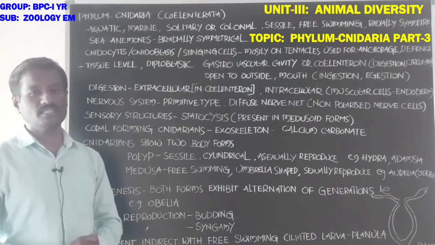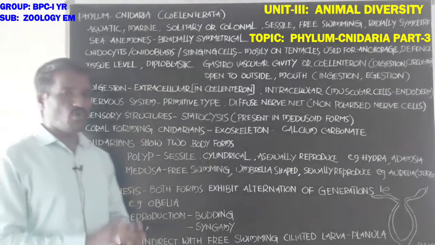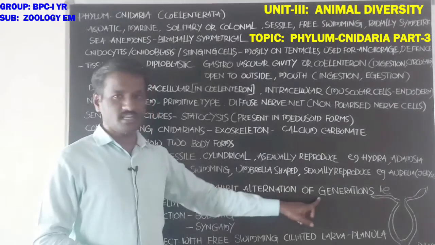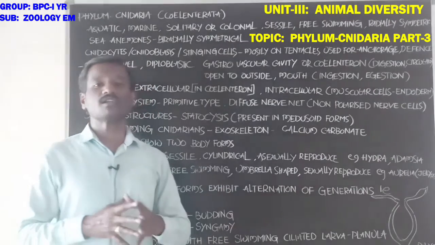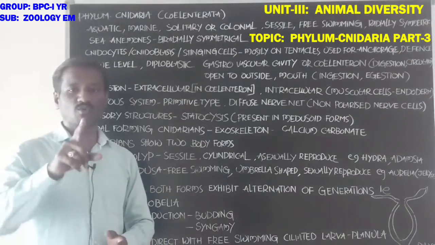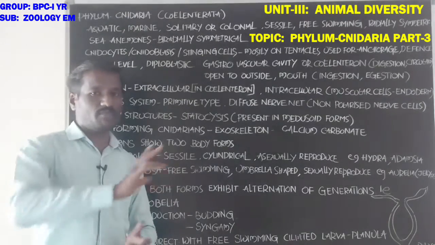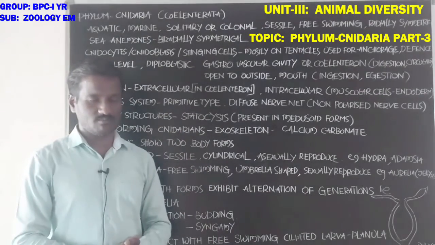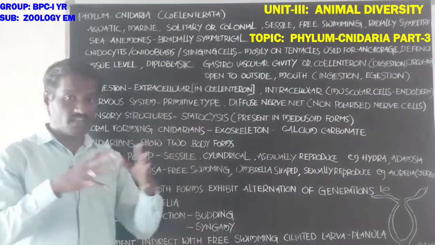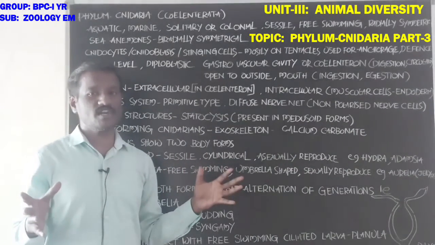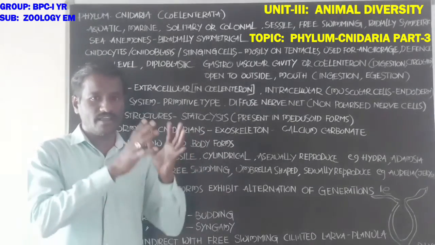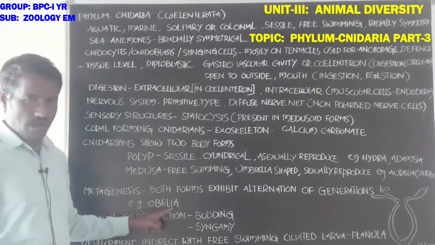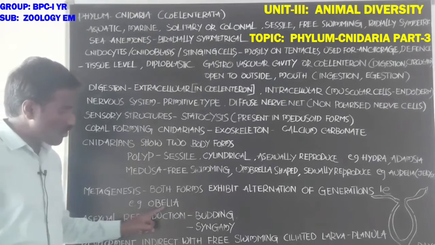Next, students, metagenesis. Metagenesis means both the polyp and medusoid forms exhibit alternation of generation. The polyp goes through asexual reproduction and produces medusa. The medusa goes through sexual reproduction and produces polyp forms. That is the alternation of generation, called metagenesis. Example: Obelia.